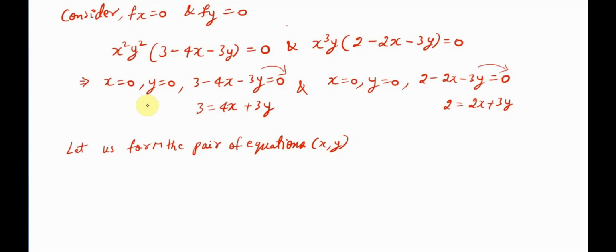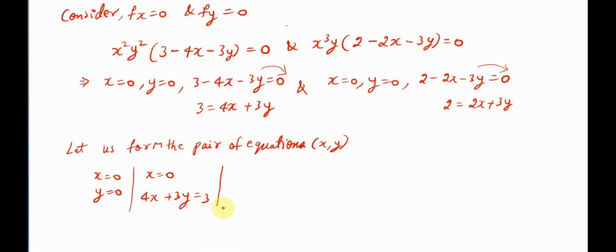Okay, we'll start with one. I say that x is 0, y is 0. So let us make a pair of points, x and y both 0. Next pair, what will be the next pair? I will take first x as 0 and this term as 0. So you get here x is 0 and 4x plus 3y is equal to 3. This is the second pair I get.